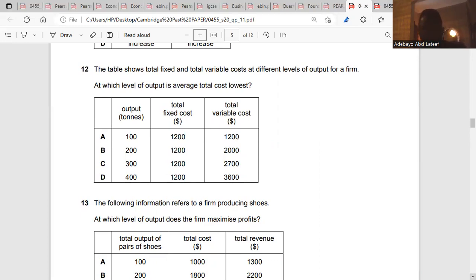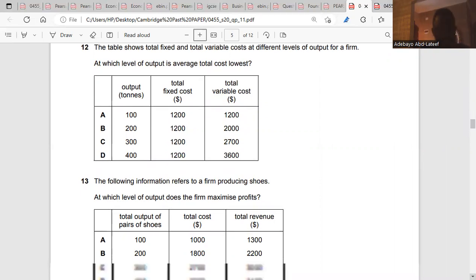B, 3,200 divided by 200, that's 16. C, 3,900 divided by 300, that's 13. D, 4,800 divided by 400, that is 12. So the lowest is 12. A is 24, B is 16, C is 13, D is 12. So the lowest is 12, D.